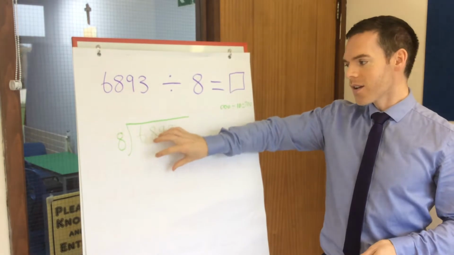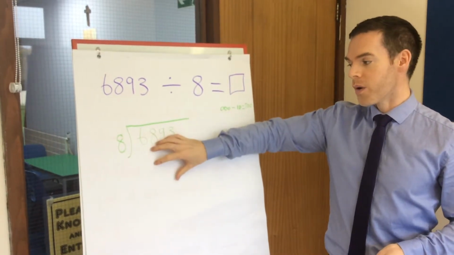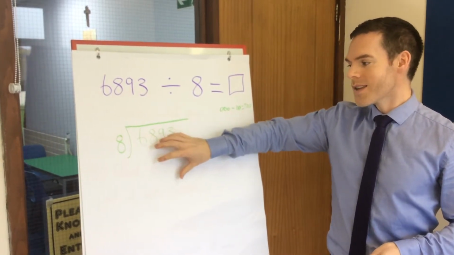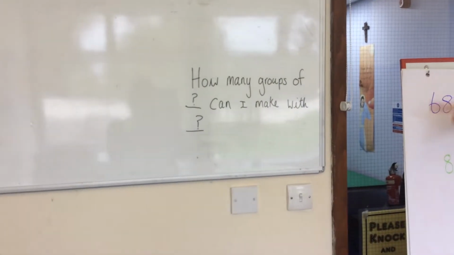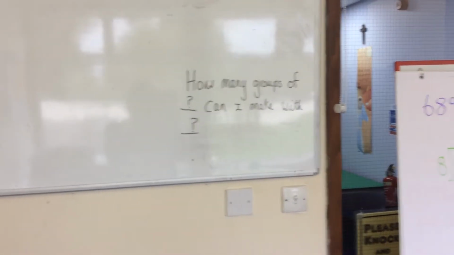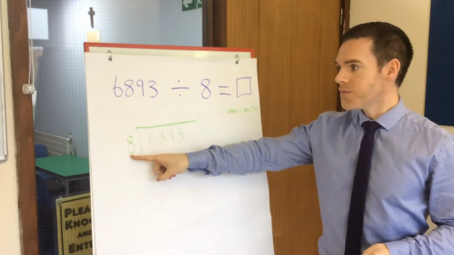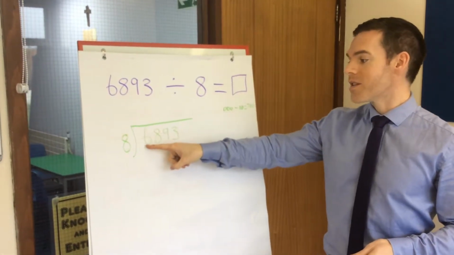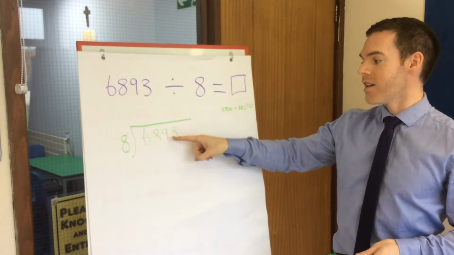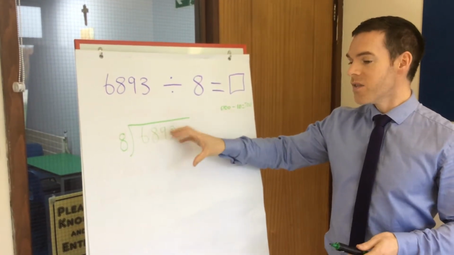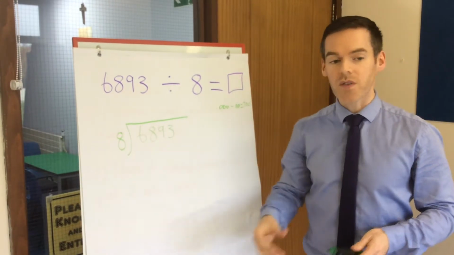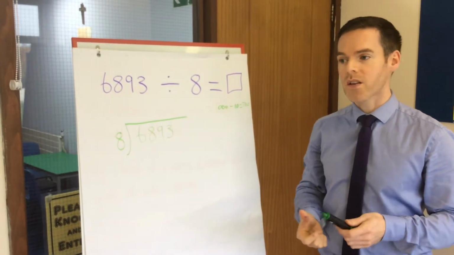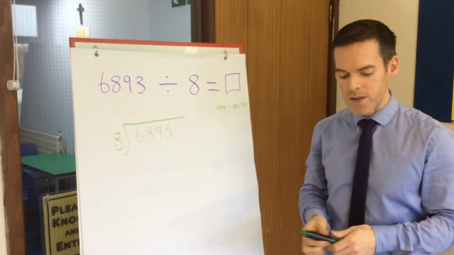Let's just think about what this calculation here means before we get going with it. What I'm asking myself here is, and this is what we've got to try and remember to say each time, how many groups of 8 can I make with 6,893? So I'm basically, division is sharing this 6,893 into groups of 8. If you think of it like that, it makes it a lot easier. So here we go, let's get started.